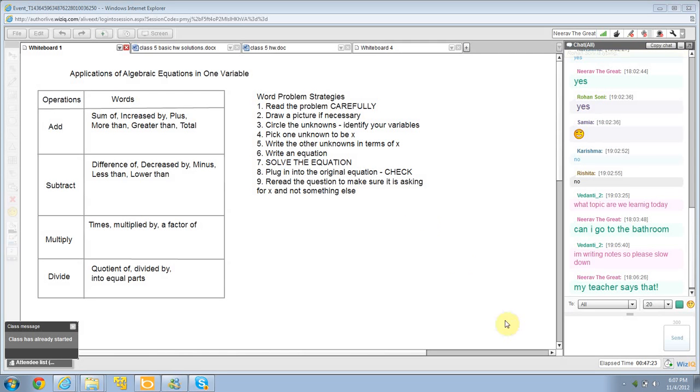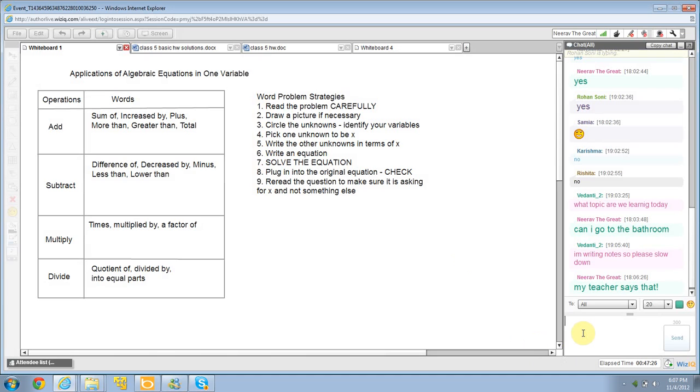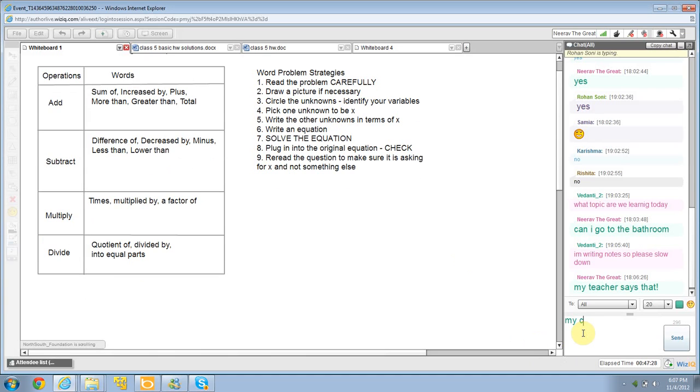Word problems, these are kind of keywords that'll lead you to what your equation is going to say. So if I have any of these words right here, the sum of, increase by, plus, more than, greater than, total, that's going to lead you to the addition side. So that tells you you need to add something. Subtract, you'll see the words difference of, decrease by, minus, less than, lower than. So anything decreasing, so you'll see the word subtracting too, maybe. And then multiply, times, multiply by a factor of, something like that.